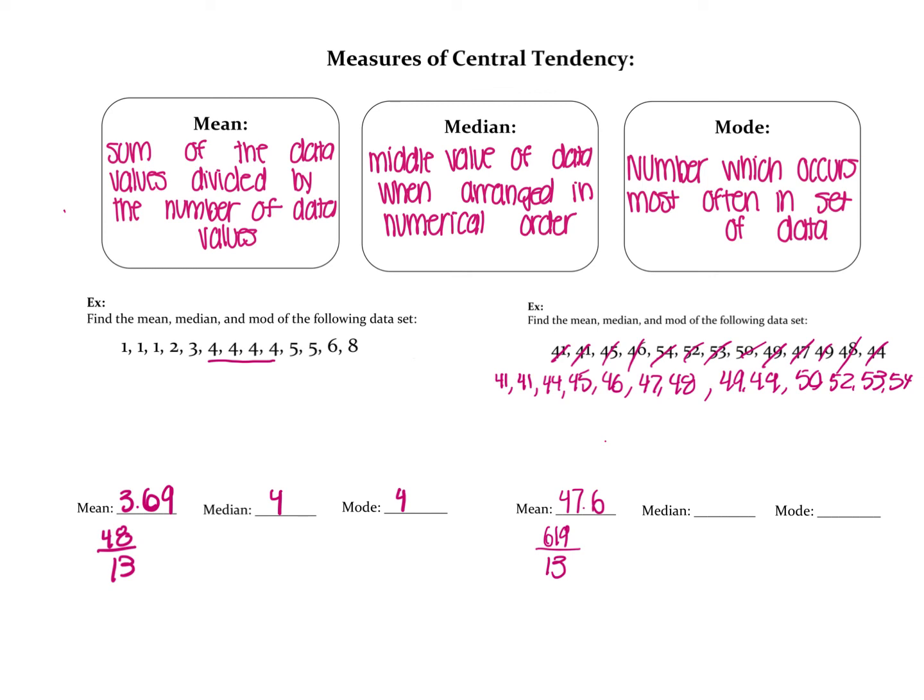For my median, I'm again going to cross off my numbers. I see that 48 is my median. And then for my mode, I notice here that 41 repeats twice, but also 49 repeats twice. So those are actually both my modes. So I can have more than one mode. You can also have no mode at all.